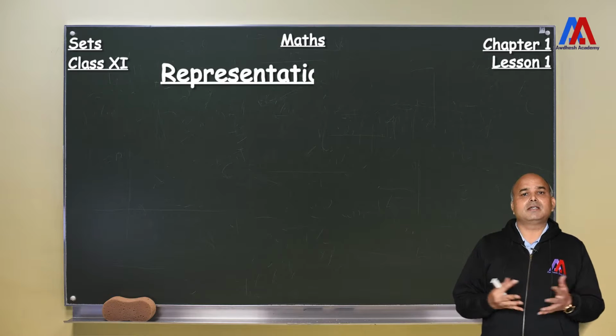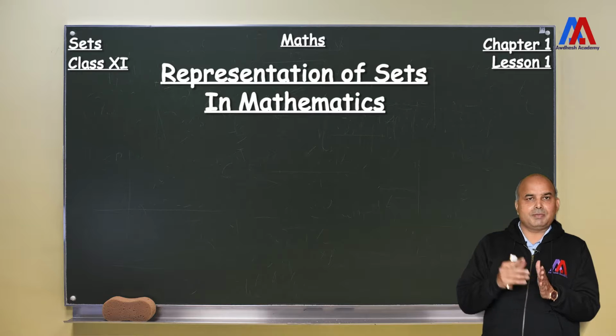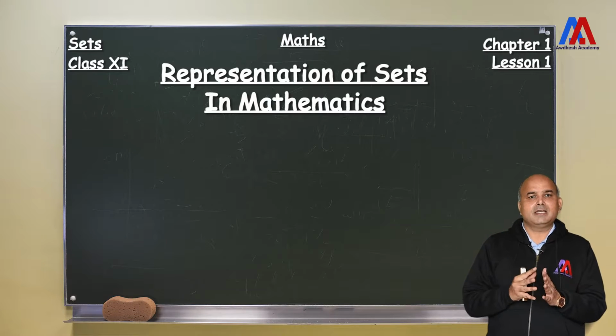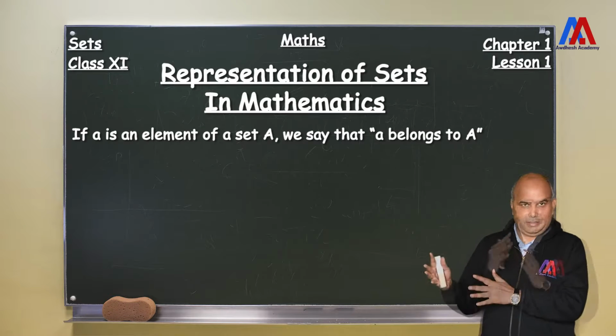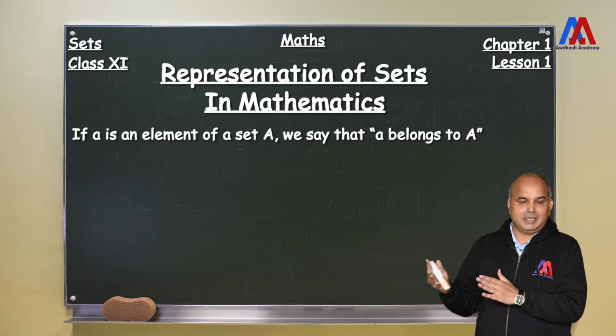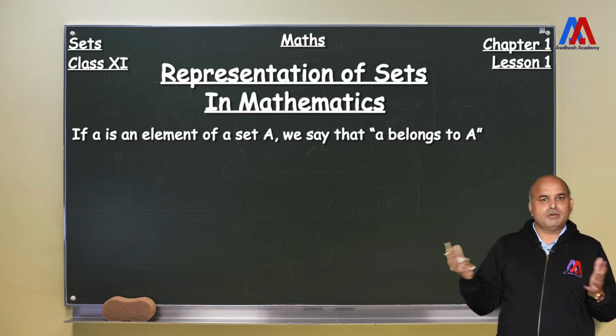Now how do we represent sets in mathematics? If a particular element belongs to a particular set, then, if a is an element of set A, we generally say a belongs to A. That means small a belongs to capital A. Small a is an element and capital A is the set. So this is how we normally represent it.